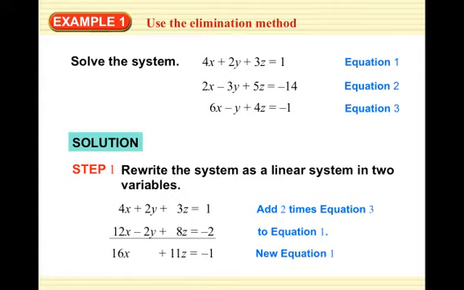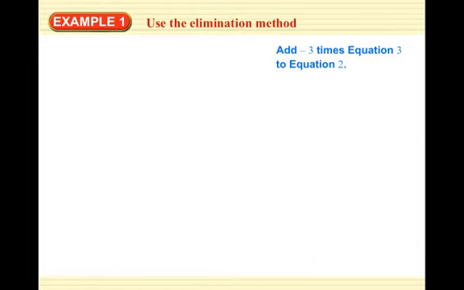So I want to stick with using equation 3 because it's so easy to work with. I'm going to combine equation 2 and equation 3. To get opposites in front of my coefficients, I need to multiply equation 3 by negative 3 because I need to change the sign there, and then I'm going to add it to equation 2. For equation 2, we had 2x minus 3y plus 5z equals negative 14. And then negative 3 times equation 3 gave us negative 18x plus 3y minus 12z equals 3.